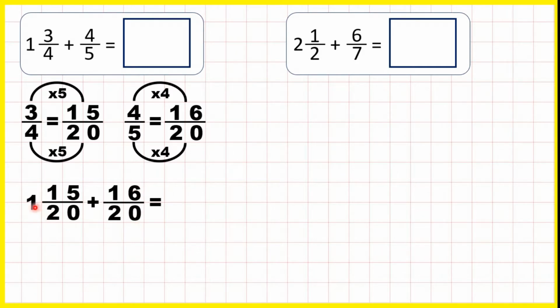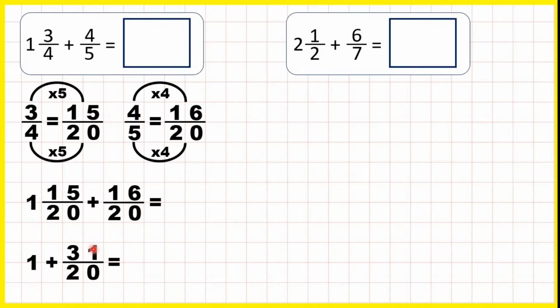16/20. So now the only whole number we're adding is 1, and now 15/20 plus 16/20 is 31/20, because remember, when we're adding fractions, the denominator stays the same. But we have a problem here. We can't write 1 and 31/20 as our answer, because we can't have an improper fraction in a mixed number.